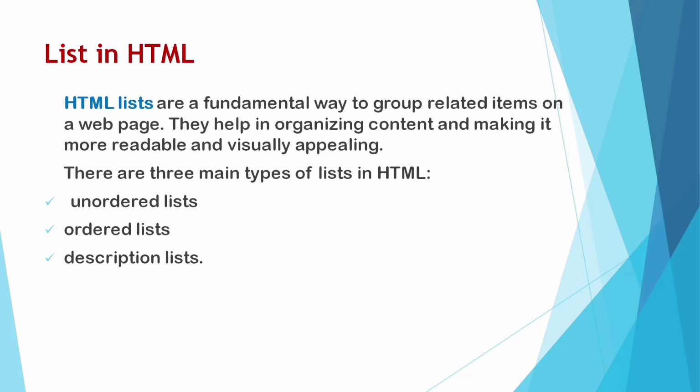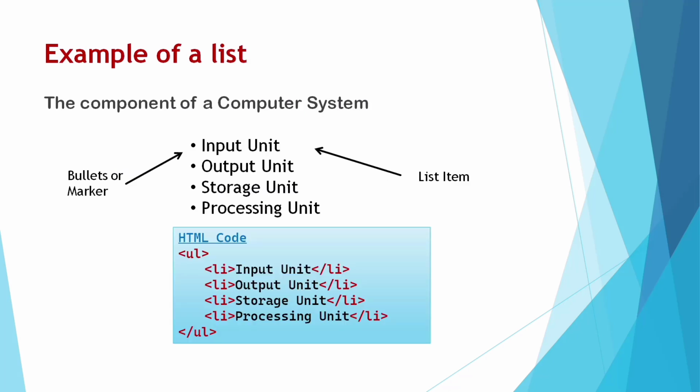This is an example of a list. Here I am arranging the components of a computer system. In an unordered list, you will see that list items are pointed with a bullet, so this type of list is known as unordered. When the item position is not specified, meaning we can put the items anywhere, then it is an unordered list. The bullets or the numbers in a list are known as markers, and the content we write after the bullet or number is known as the list item.